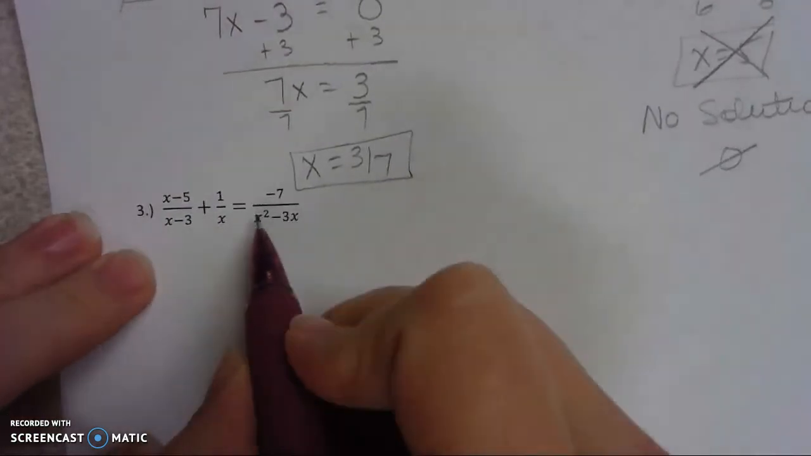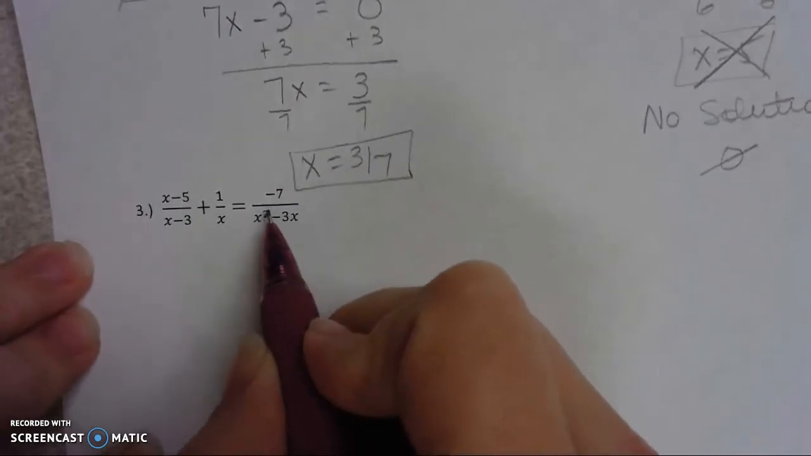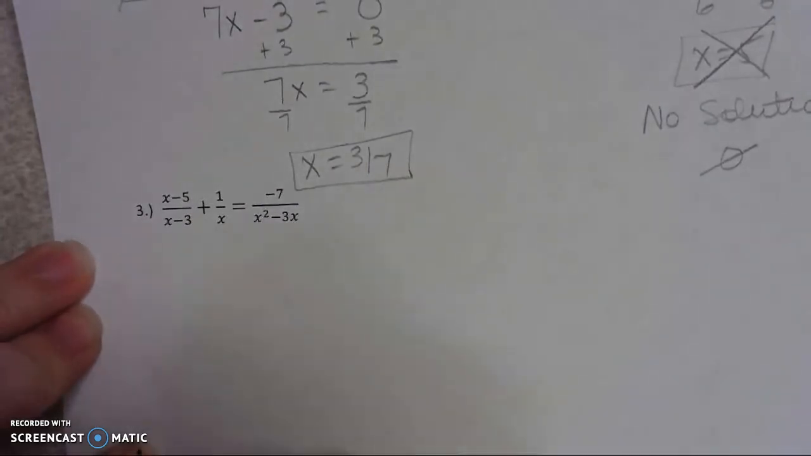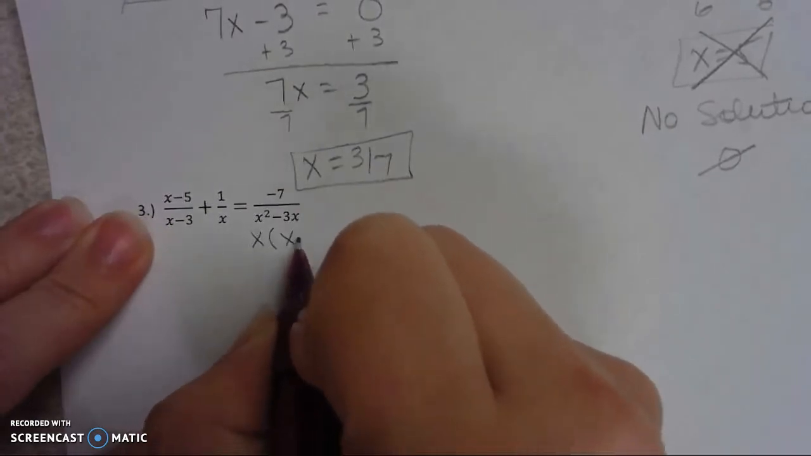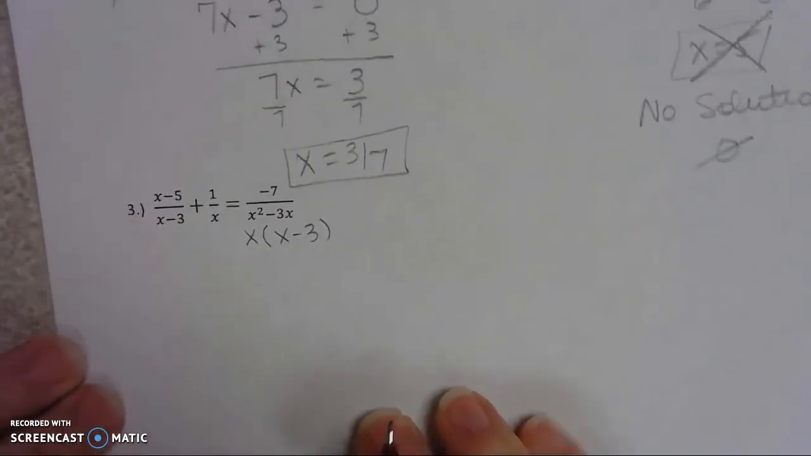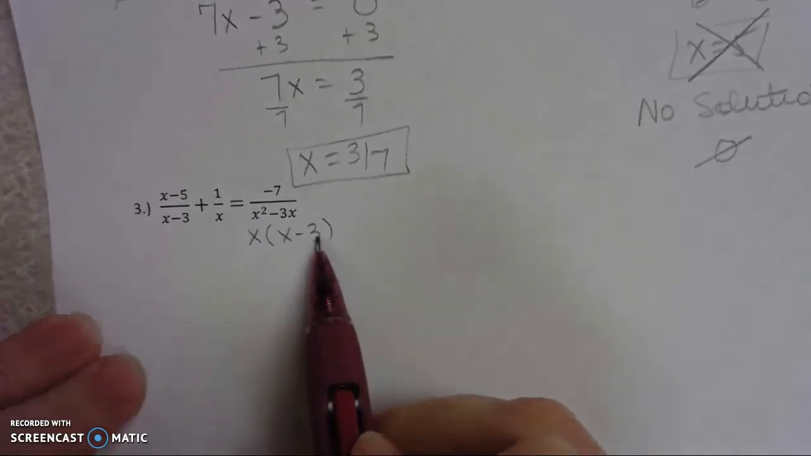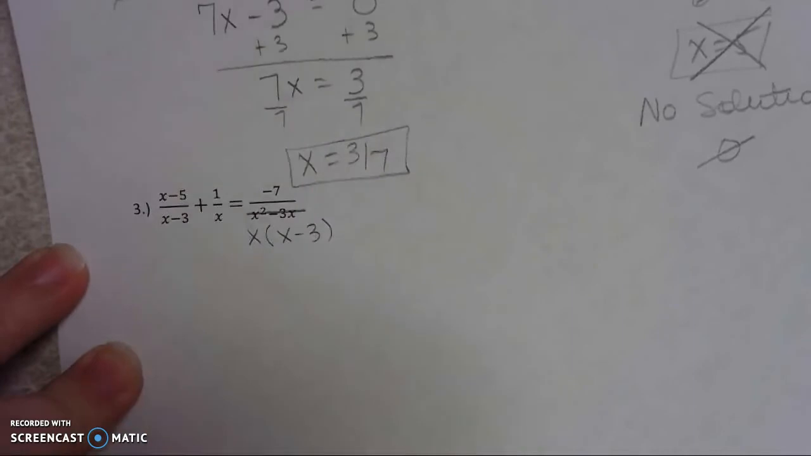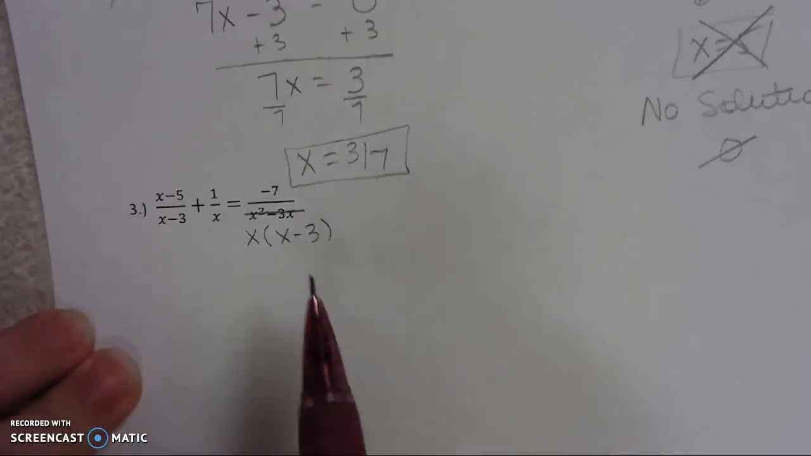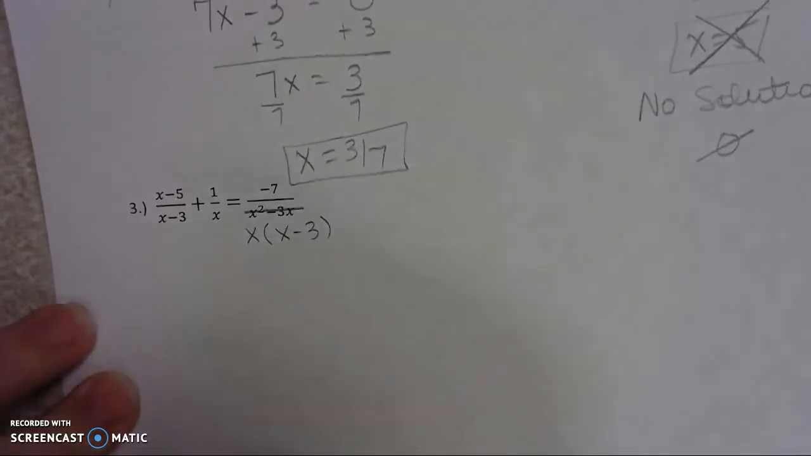Usually a clue that you want to factor is an x squared. So if I pull out an x from here, I will have x times x minus 3. Alright, and I'm going to cross out this denominator because I don't want it to get confused with the factored form. Alright, now let's begin removing our fractions.